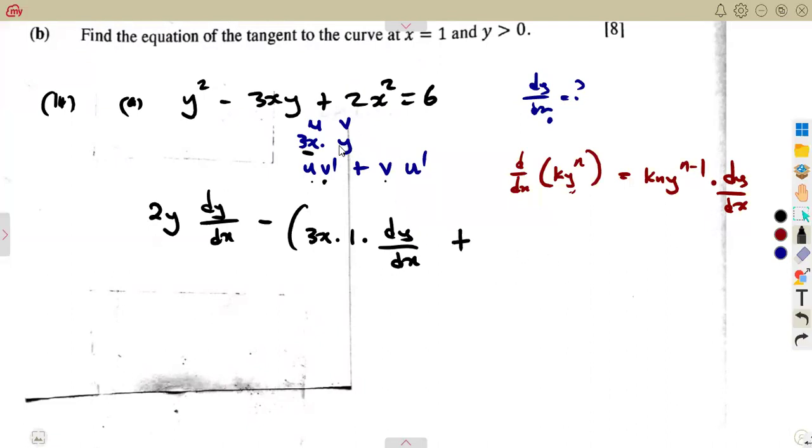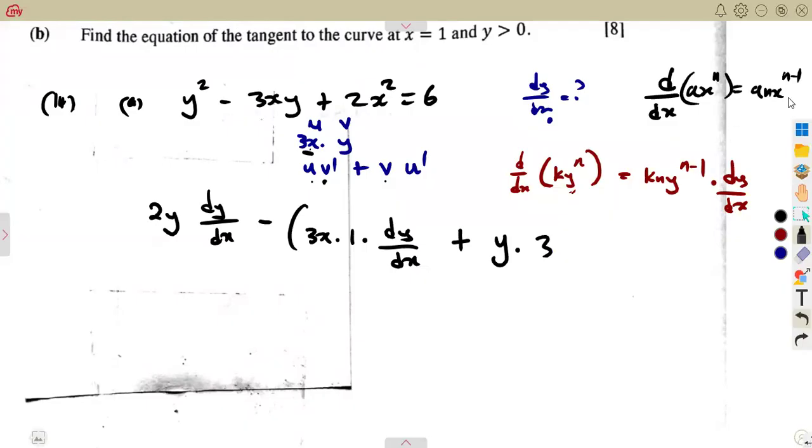Plus our v is y in this case. We're going to take our v as y as it is, times the first derivative of u, which is 3x. The derivative of 3x is 3, so 3, there is x there. When you are differentiating with respect to x, ax to the exponent of n is just n a x to the exponent of n minus 1.